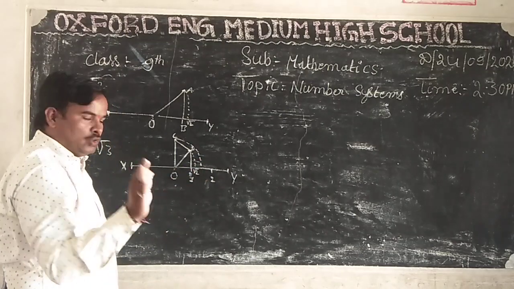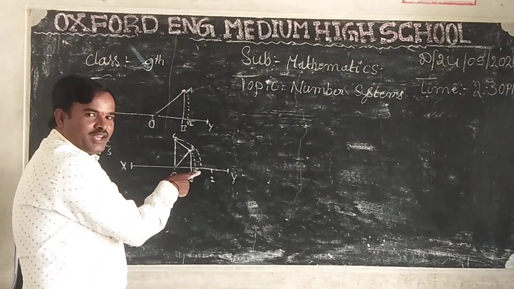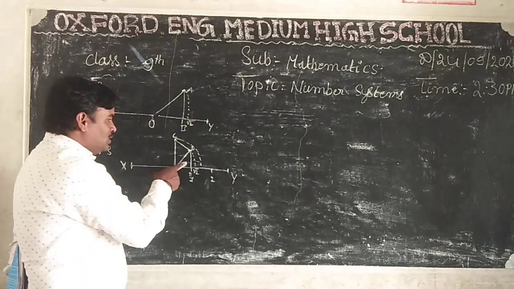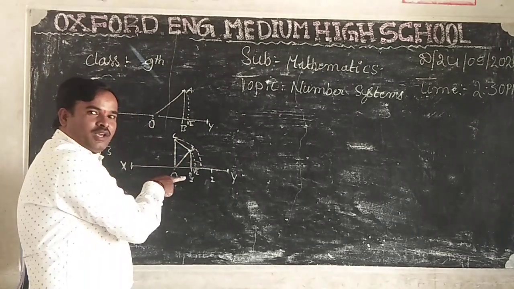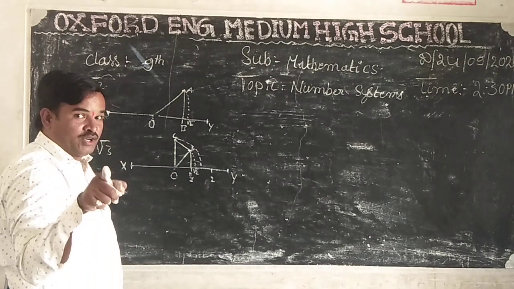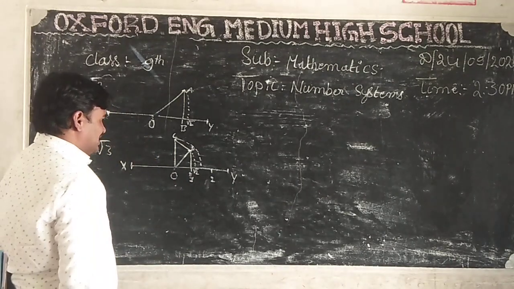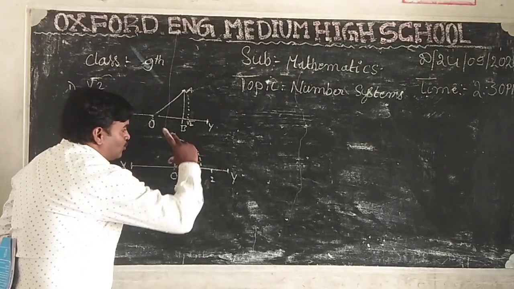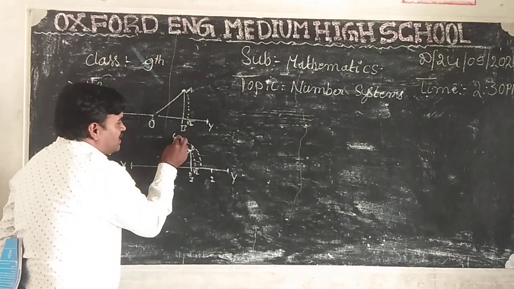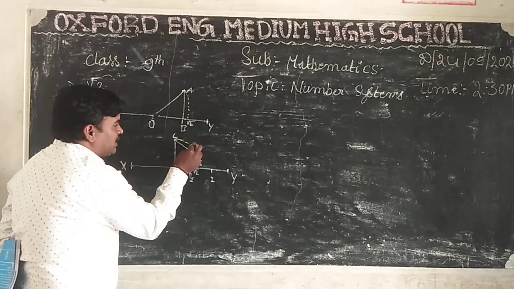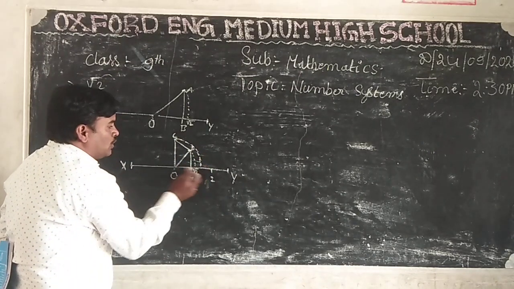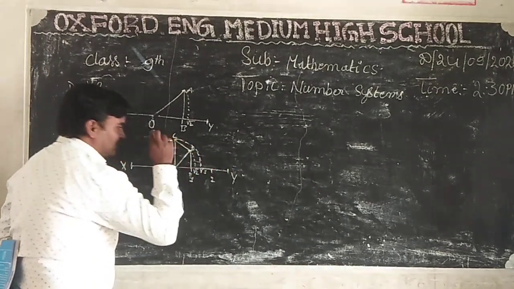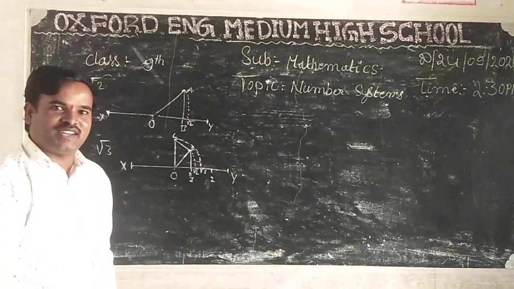You don't do it without any geometrical instruments. You do it along with geometrical instruments. Don't forget this, students. Then take the OC value, drag the line using the compass with pencil like this up to the XY number line. So this is root 3. Do you understand?